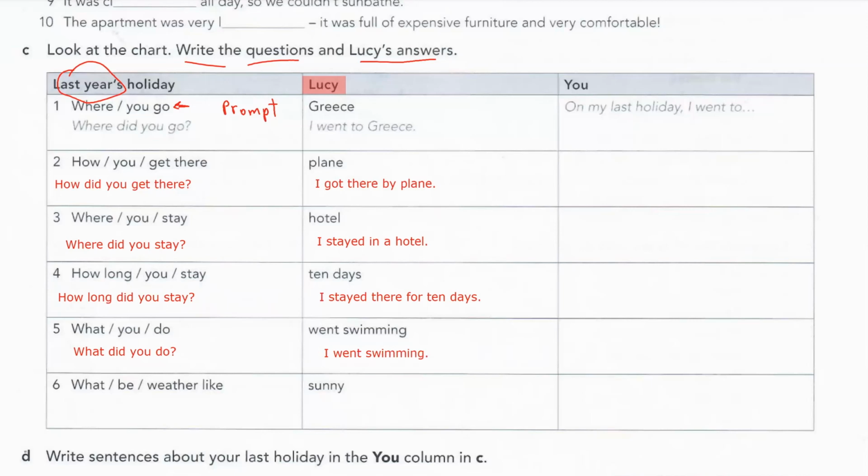Now the B, we have got B, guys. When we have B, then we can't use did here. So we're going to use B itself. So what was the weather like? What was the weather like? It was sunny, right? It was sunny.